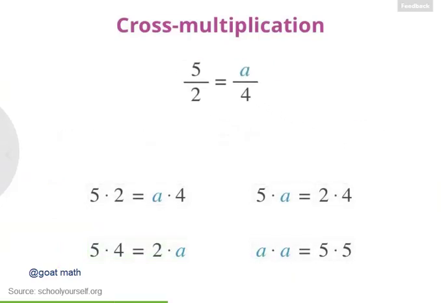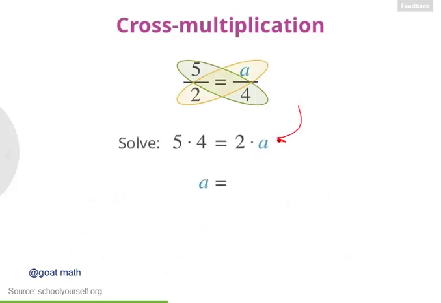Excellent! So if we cross-multiply in this equation, then 5 times 4 equals 2 times a, which is this equation down here. So go ahead and solve this equation for a. Right, 5 times 4 is 20, and then dividing by 2 gives you the correct answer of 10.